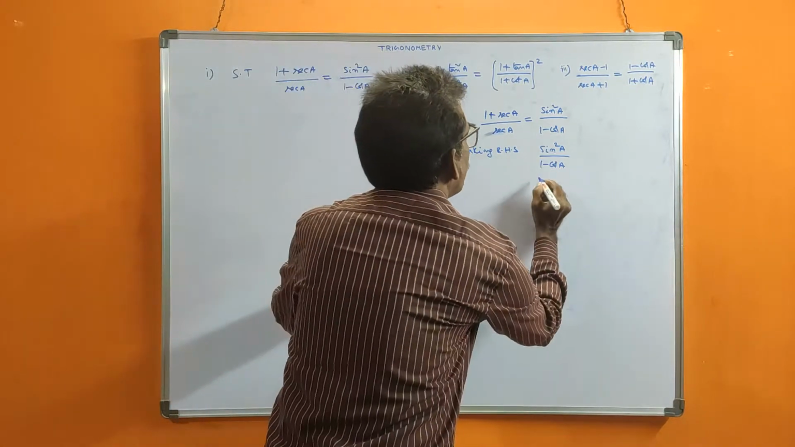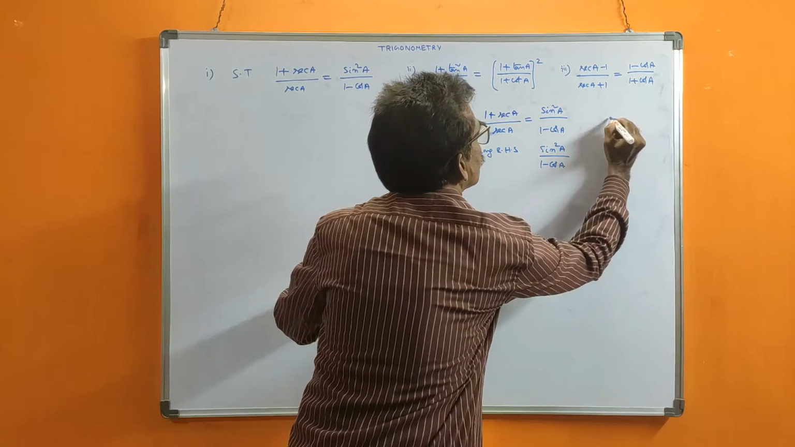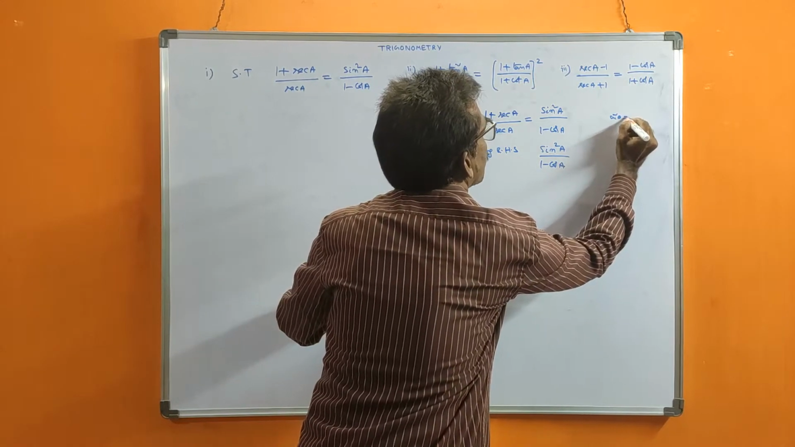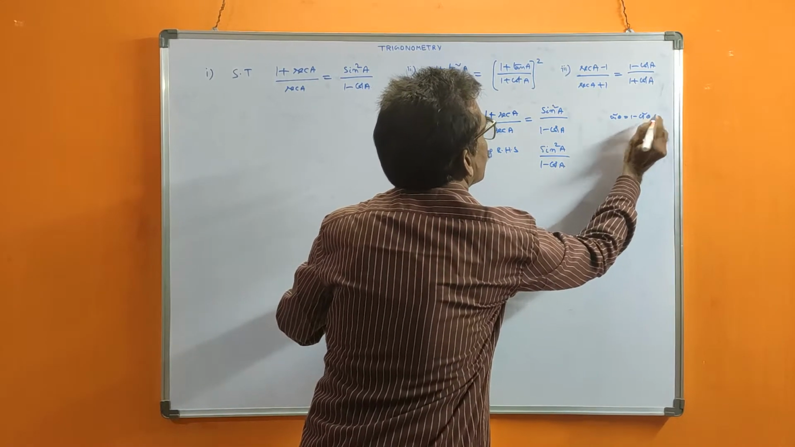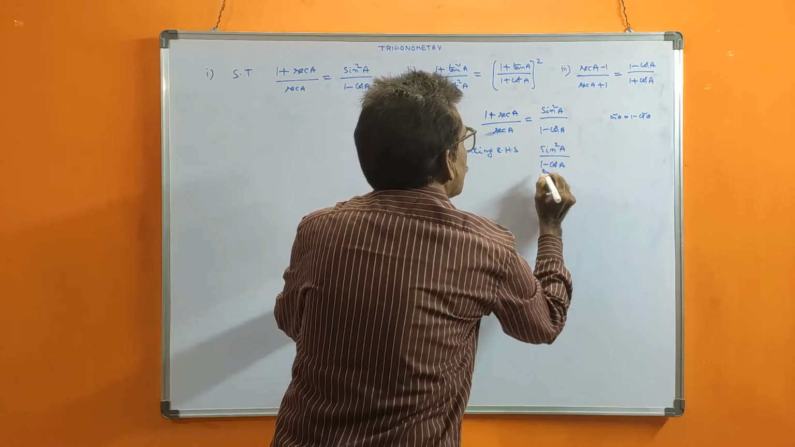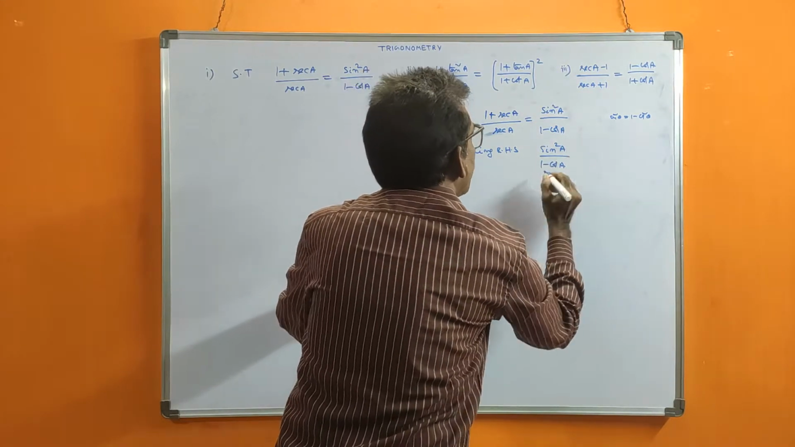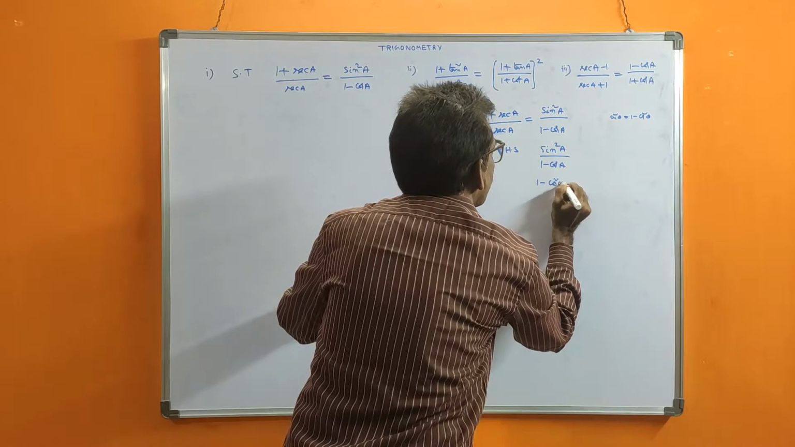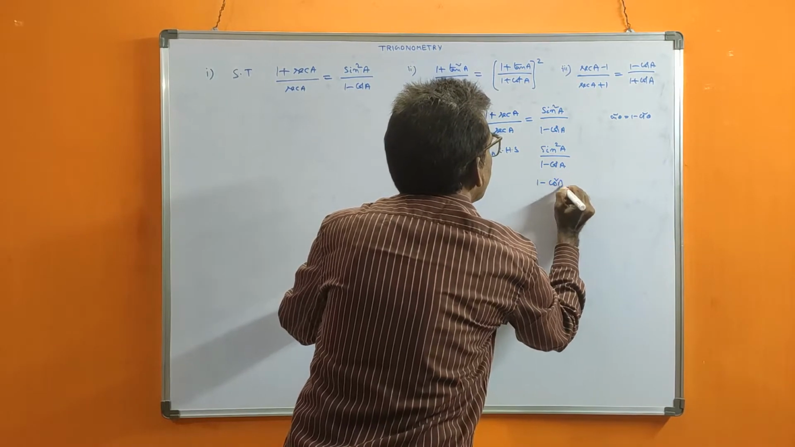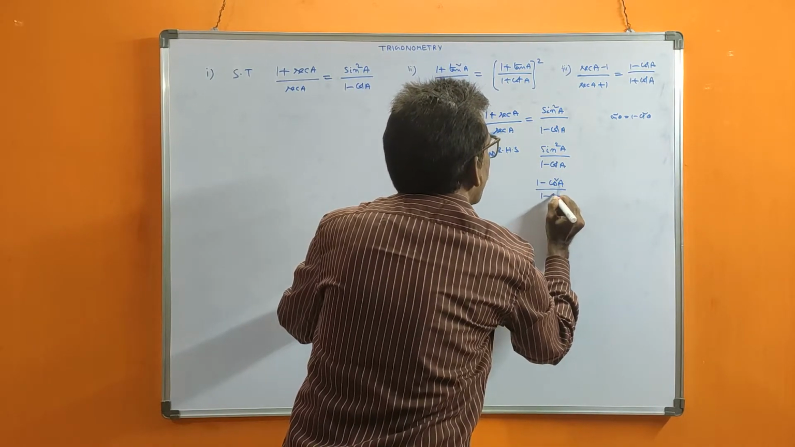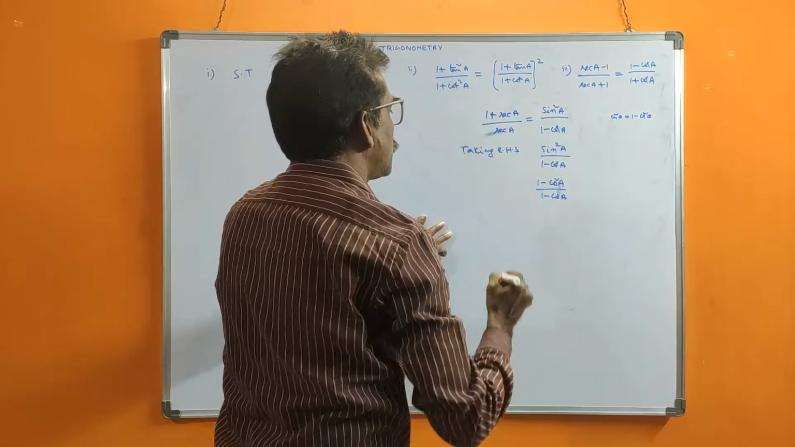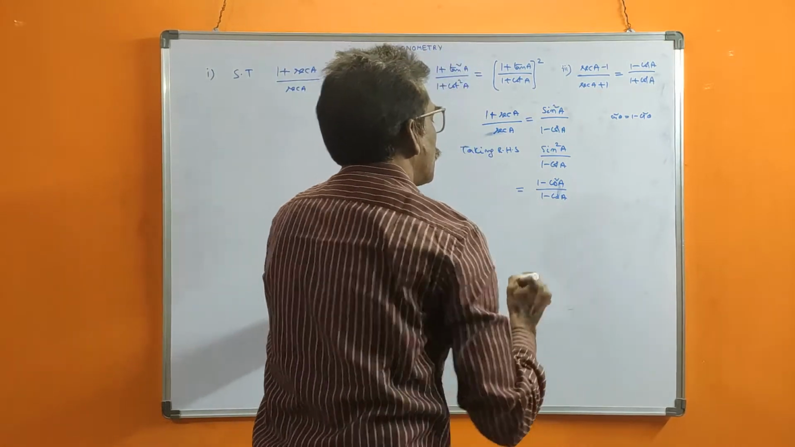Now, in this, what can we write? Sin square is there. So, the formula is sin square theta is equal to 1 minus cos square theta. According to that, instead of this sin square theta, we can write 1 minus cos square theta. Here the angle is a, so 1 minus cos square a by 1 minus cos a.